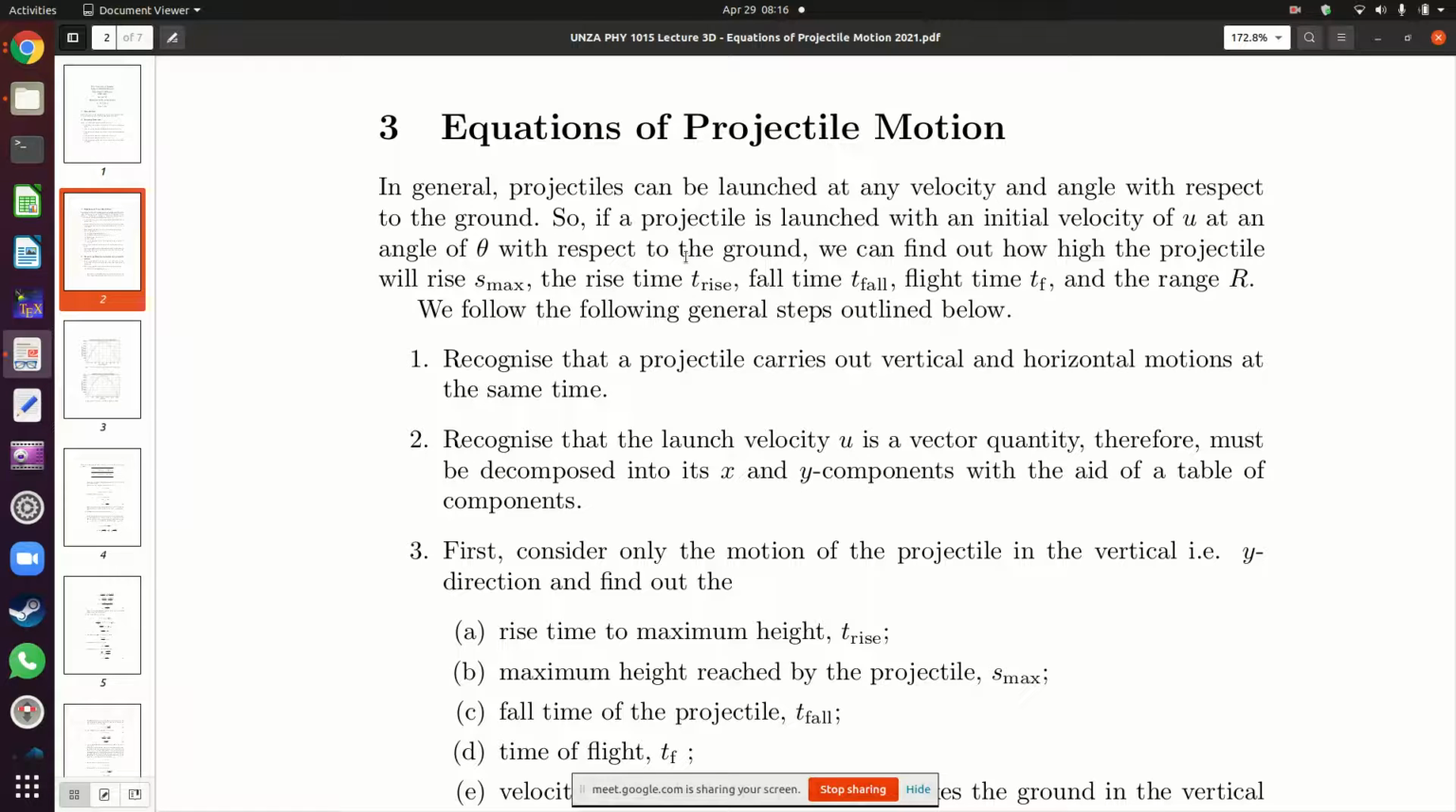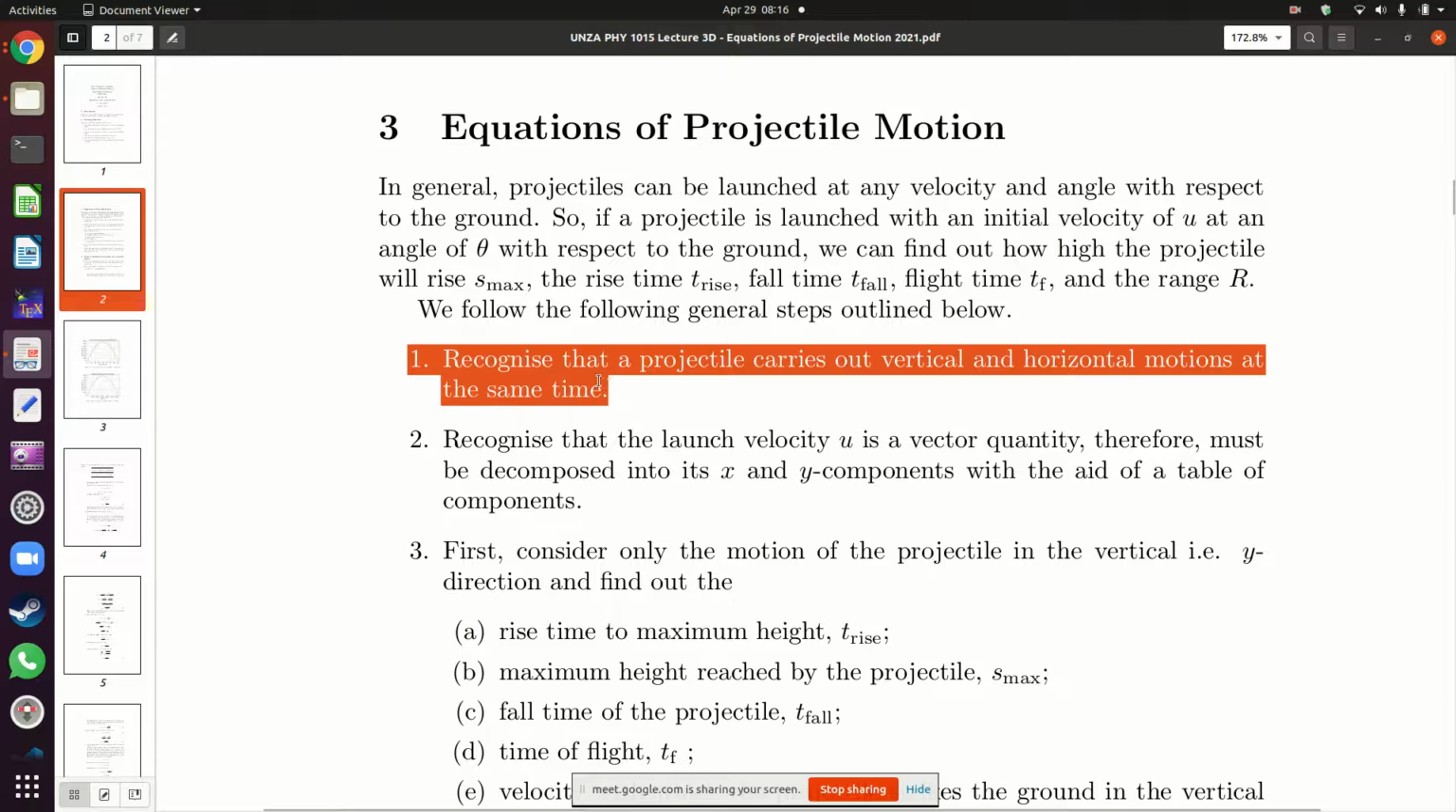two different directions at the same time. If you're going to come up with these formulas, there are certain things you're supposed to be aware of. So the first thing is that you have to recognize that these projectiles move in two different directions at the same time. There is horizontal motion, there is vertical motion. The horizontal motion happens with constant velocity. So the velocity doesn't change. It's only the vertical motion which happens with change in velocity. There is acceleration in the vertical.